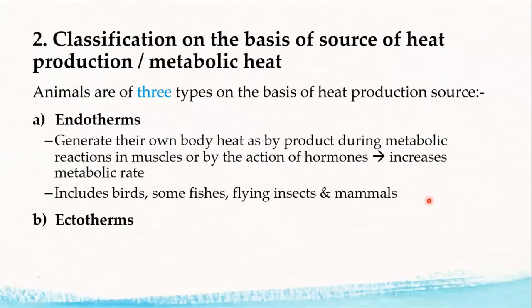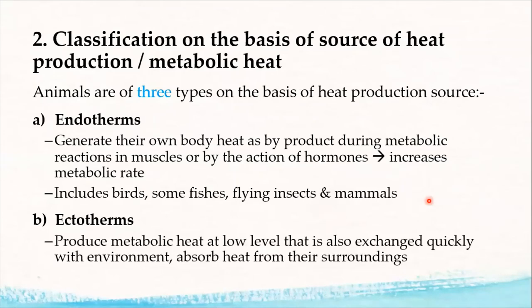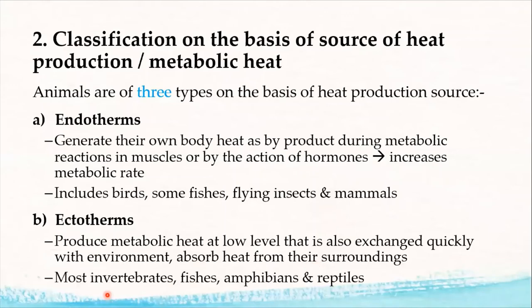Ectotherms is the second class. Ectotherms basically produce metabolic heat at a very low level, and that is also exchanged quickly with the environment, and they absorb heat from their surroundings. So they have the capacity to absorb heat from the surroundings, and let's see what kind of animals are included in this. Most invertebrate species, amphibians and reptiles are ectotherms.